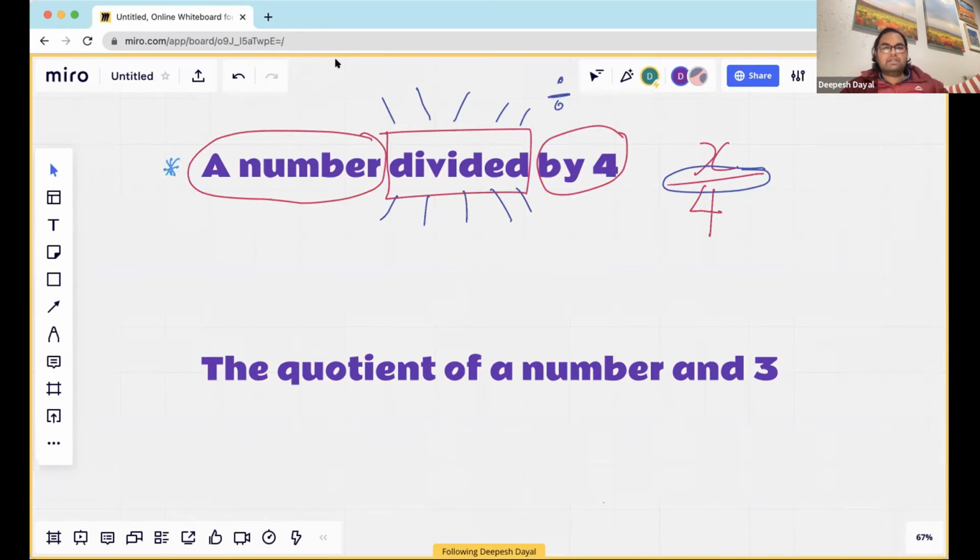Okay. So the quotient of a number and 3. Okay, see, we've got a lot of people also saying x over 3. Everybody's saying x over 3 there. So it is indeed x over 3. What is the key word here? Everybody, what is the key word that we're looking at? It is quotient. And quotient means divide.